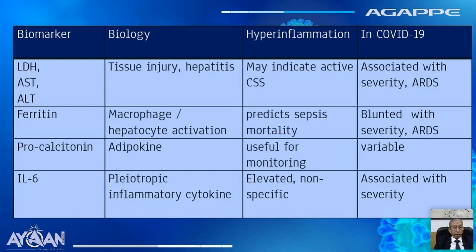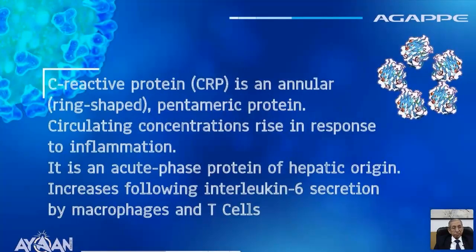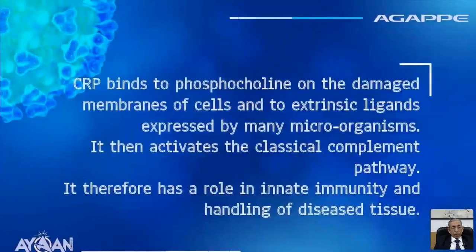the COVID testing. The C-reactive protein is a ring-shaped pentameric protein. Circulating concentrations rise in response to any inflammation. It is an acute phase protein, which means that in any inflammatory or diseased condition, there will be an increase, following interleukin 6 secretion by macrophages and T cells. C-reactive protein is therefore non-specific, but at the same time, it is useful for prognostication.